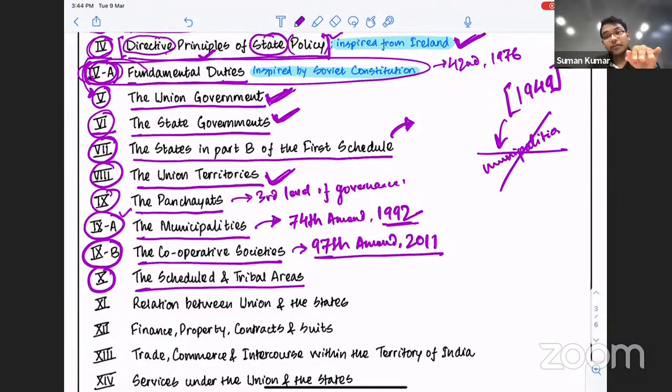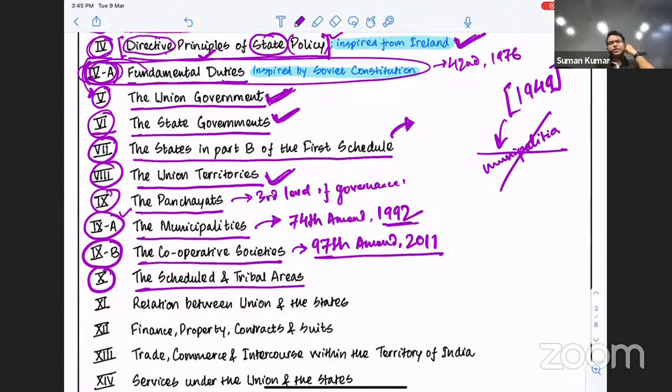Then you have the third level of governance, that is part 9, which is panchayats. Panchayats were originally part of the constitution, so it is part 9. But urban areas or cities right now have municipalities, which were not there when the constitution was written. So that has become part 9A. Then we have part 9B, which is cooperative societies. And then ultimately part 10, which is scheduled and tribal areas. So we literally defined the whole of India in the form of these 10 parts.